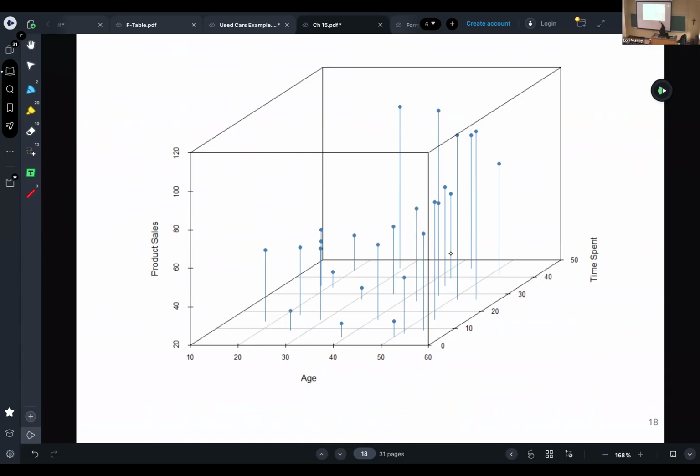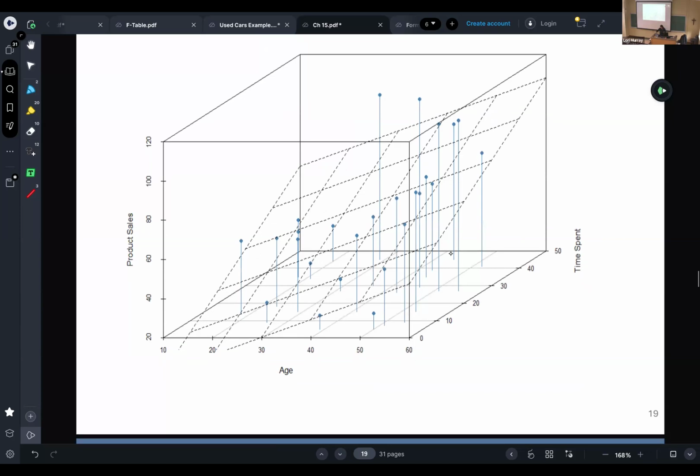And then we also have time spent along the width, length, width, height. And then here is what the model looks like. It's the plane, right? So that plane is equal to whatever we had: Y hat equals B naught plus B1 X1 plus B2 X2. And we have the coefficients, and we know X1 is time spent, X2 is age.